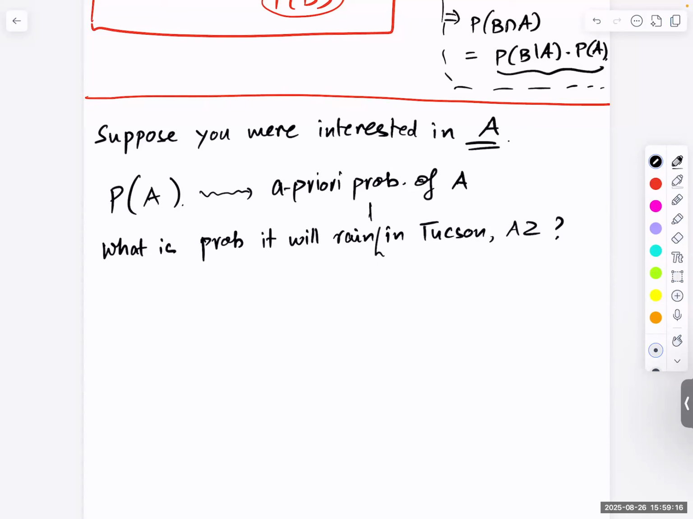So let me add today evening in Tucson, Arizona. So you'll give me an estimate. Okay, I took some data and my estimate is maybe 0.1, 10% chance of rain. Okay. So this is like the a priori probability without any additional knowledge, just purely based on historical data.